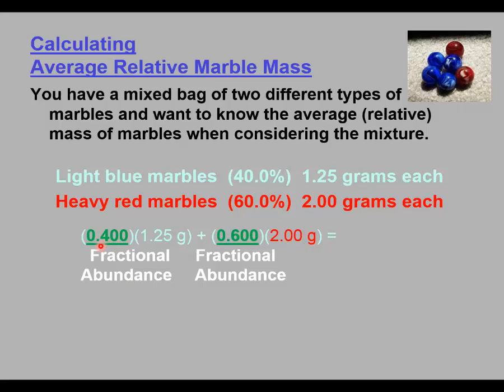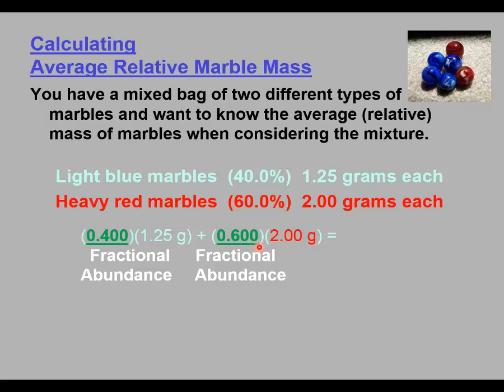I took the fractional abundance of the light blue marbles. So that 40% was divided by 100 to give me 0.4. And then I multiplied by the mass of the lighter blue marbles, 1.25. That'll give me a weighted contribution based on the original fractional abundance with respect to contributing to the relative atomic mass for the light blue marbles. Now if I take the 60% of the heavy red marbles, divide by 100, that gives me my fractional abundance of 0.6. And then I multiply by the mass of the heavy red marbles of 2 grams.